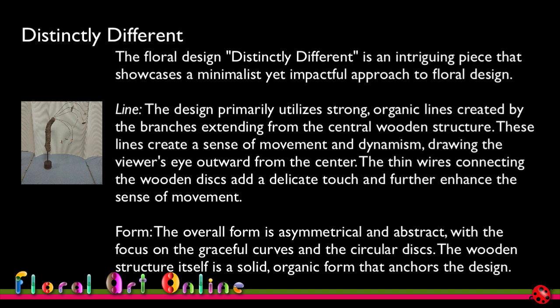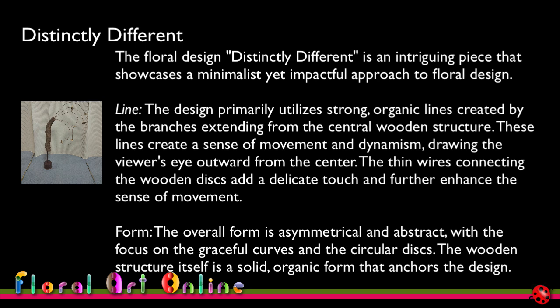Let's look at line first of all. The design primarily utilises strong organic lines created by the branches or the wires extending from the central wooden structure. These lines create a sense of movement and dynamism, which you heard is what I wanted, drawing the viewer's eye outward from the centre. The thin wires connecting the wooden discs add a delicate touch and further enhance the sense of movement.